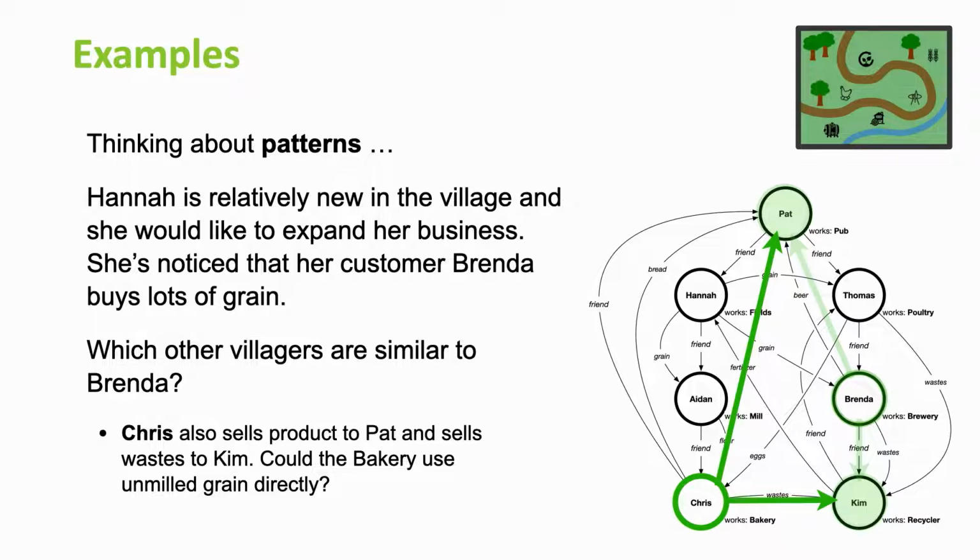Hannah's relatively new in the village. She'd like to expand her business. She's noticed that one of her customers, Brenda, happens to buy a lot of grain. Now, who are the other villagers who are similar to Brenda? Perhaps she could upsell. Well, doing a little bit of work with the graph here, you can see there's another person named Chris who also sells product to Pat, also sells waste to Kim. Maybe Chris's bakery would be a direct customer of Hannah. I don't know, selling grain directly to a bakery. Maybe they could sprout or make malt or something like that.